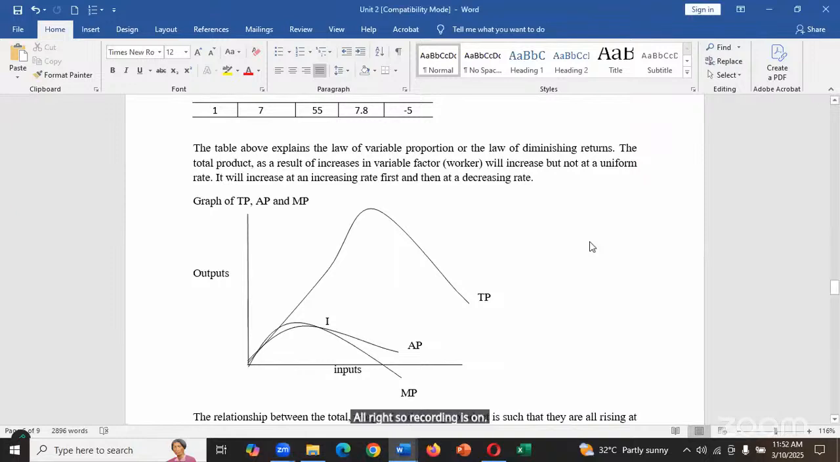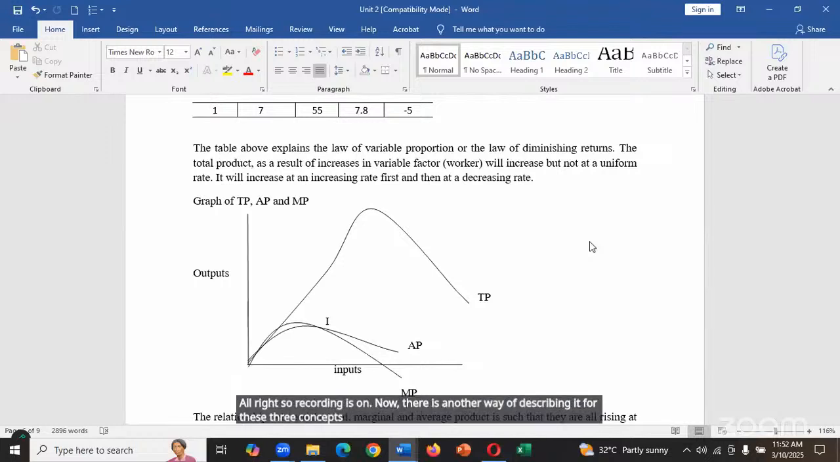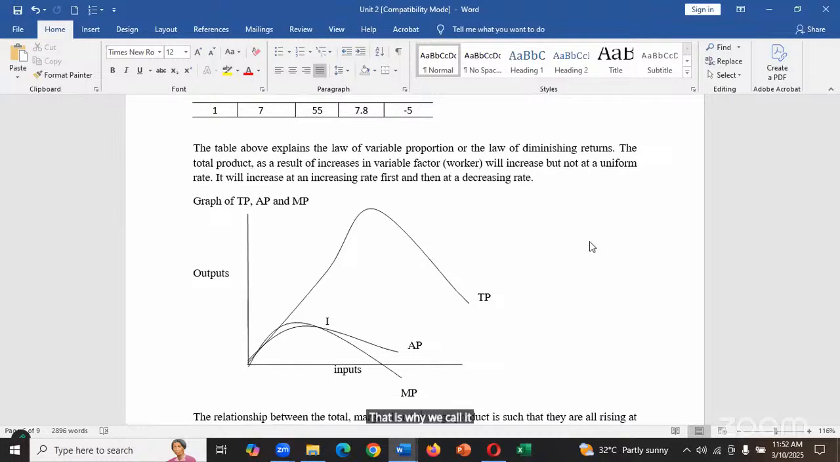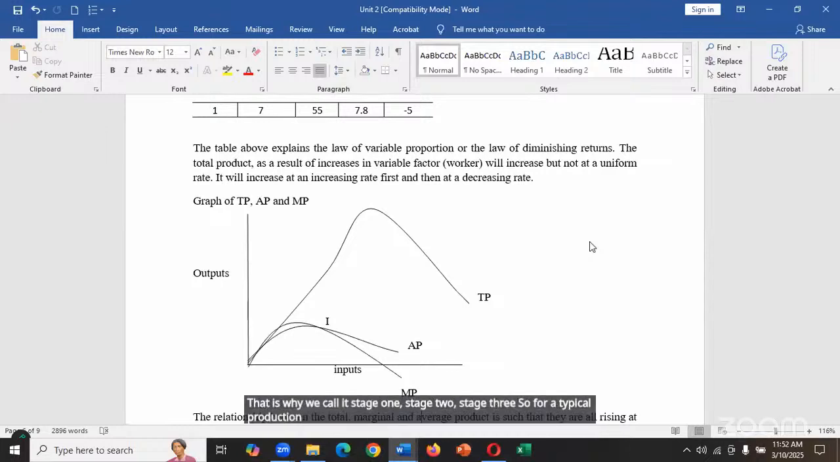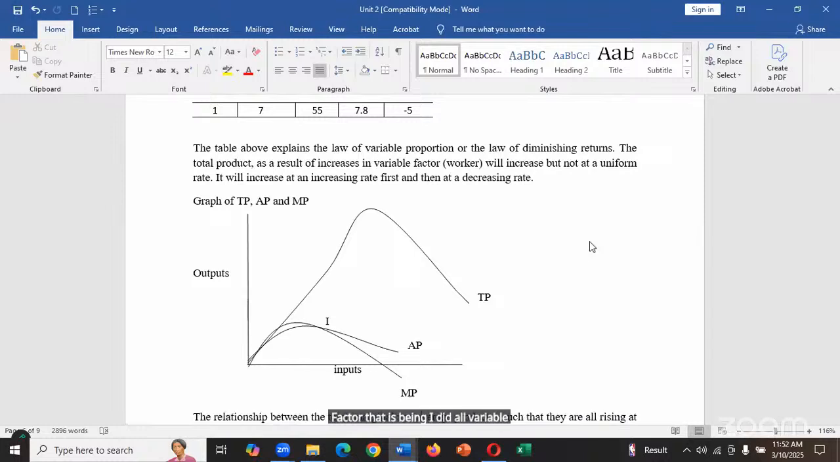Now there is another way of describing it. For these three concepts, their behavior can be explained in 3 stages. That is why we call it stage 1, stage 2, stage 3. So for a typical production process, when you are increasing the number of inputs at a certain stage, the total output, the average output, and the marginal output can be increasing, responding to the variable factor that is being added or changing.